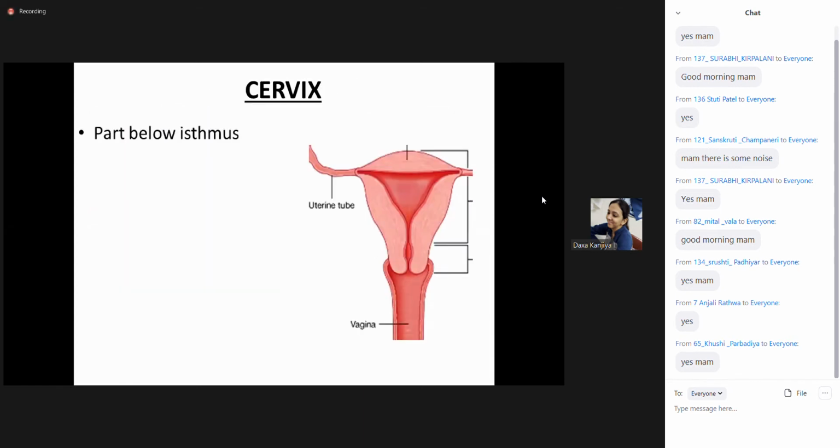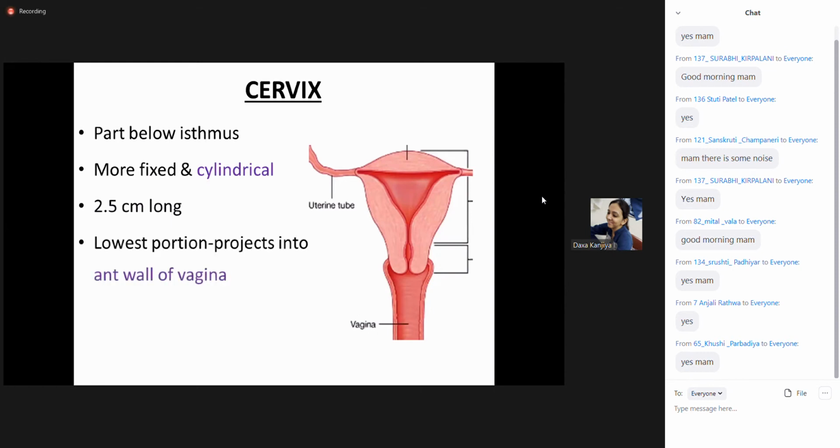Next portion is the cervix. The part which lies below the isthmus, the constricted portion at the junction of body and the cervix, that is the isthmus. So below that, this portion is the cervix. It is more fixed and cylindrical in shape, around 2.5 centimeter long. And if you see, the lowermost portion of the cervix projects into the anterior wall of the vagina. This is the vagina. So it projects into the vagina.